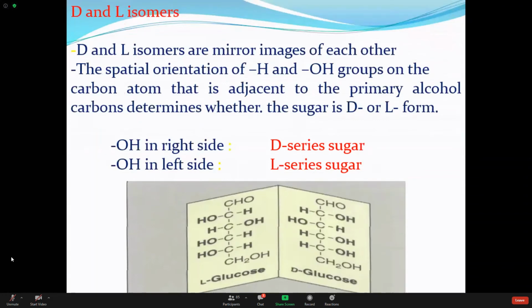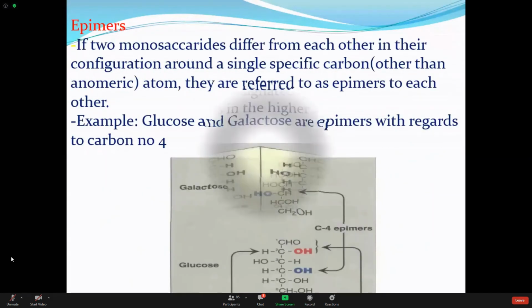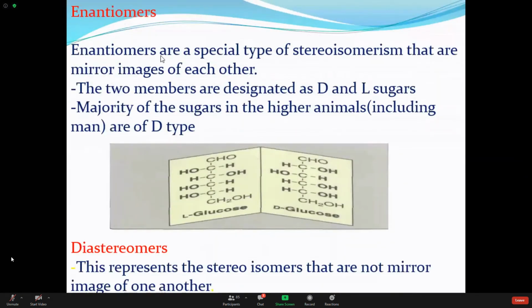So enantiomer is nothing but a D and L isomer. So they are the same. Same thing, but the names are different. So enantiomer is a special type of isomer that are mirror images to each other, like D and L sugar. They are called the enantiomers.